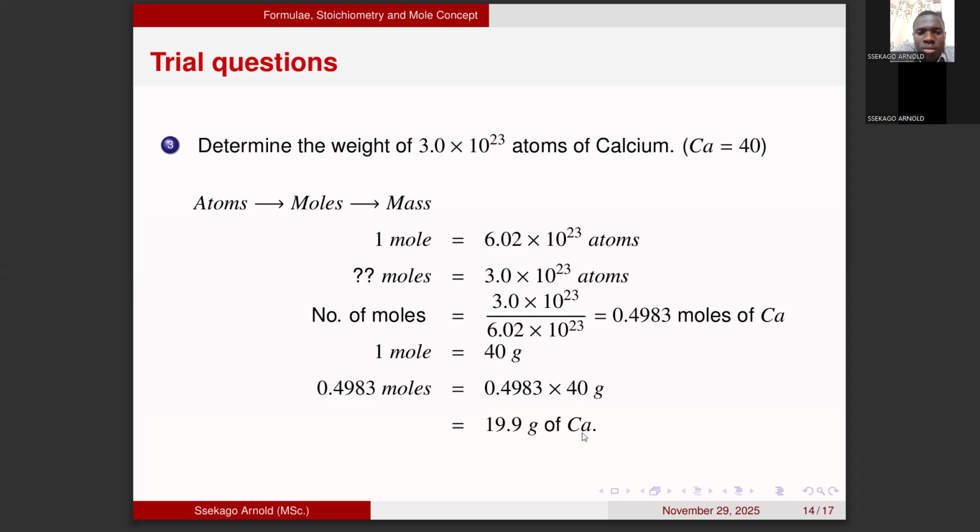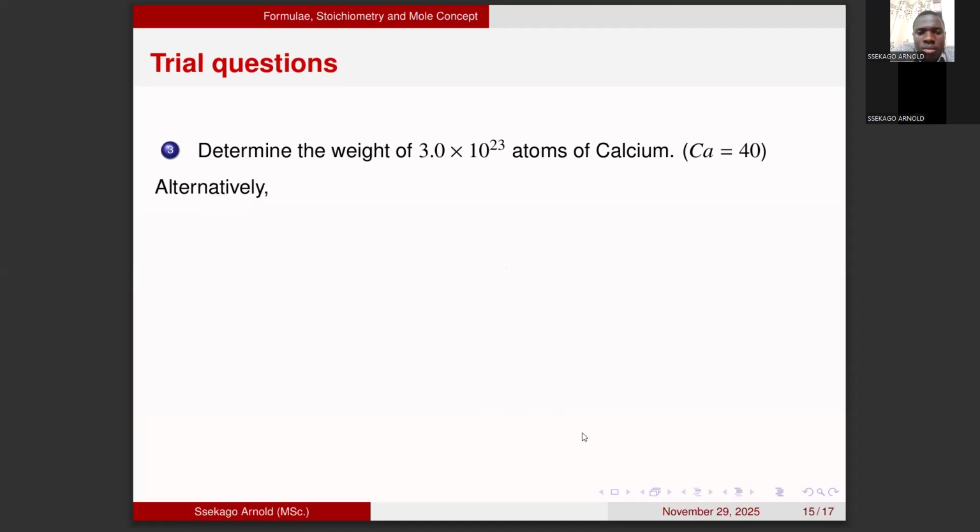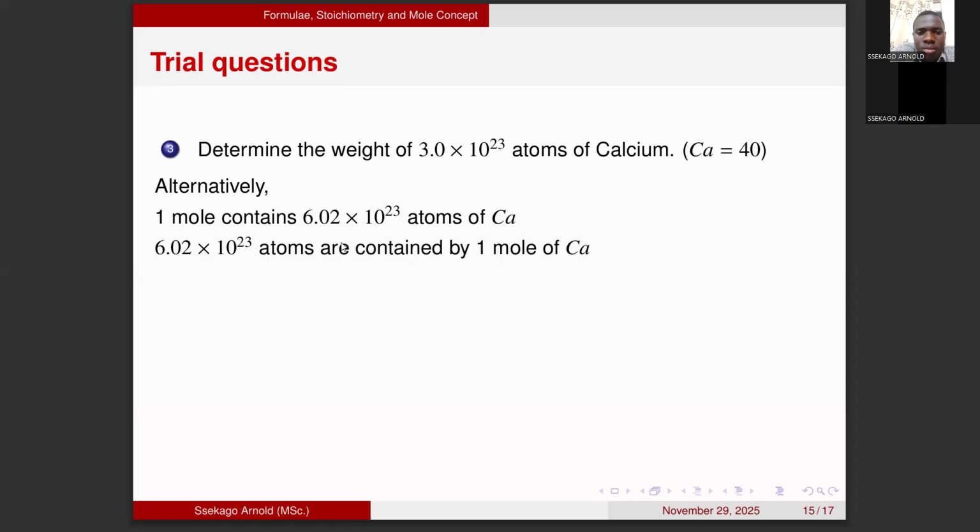Then for the second alternative, it is still a bit technical. What does it say? Alternatively, if we want to determine the weight of 3.0 times 10 power 23 atoms of calcium, still we shall use 1 mole contains 6.02 times 10 power 23 atoms. However, here we have weight and atoms, and we want to determine weight. Therefore, allow me to change this. If I say that 1 mole contains 6.02 times 10 power 23 atoms of calcium, this is the same as saying 6.02 times 10 power 23 atoms are contained by 1 mole of calcium.